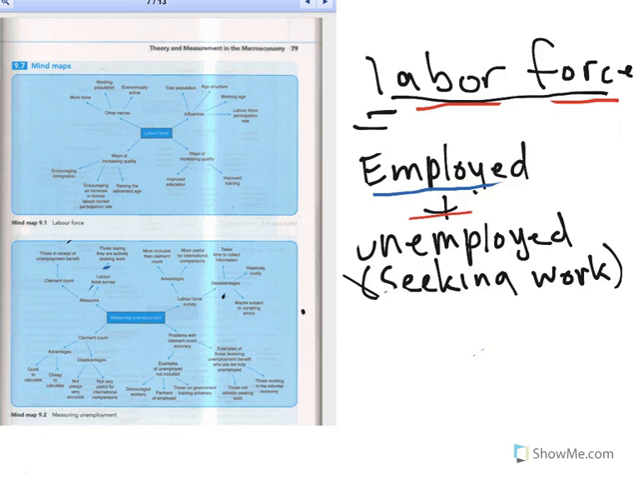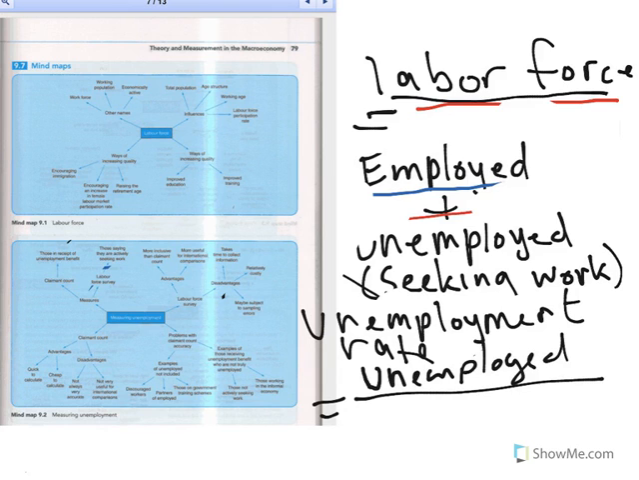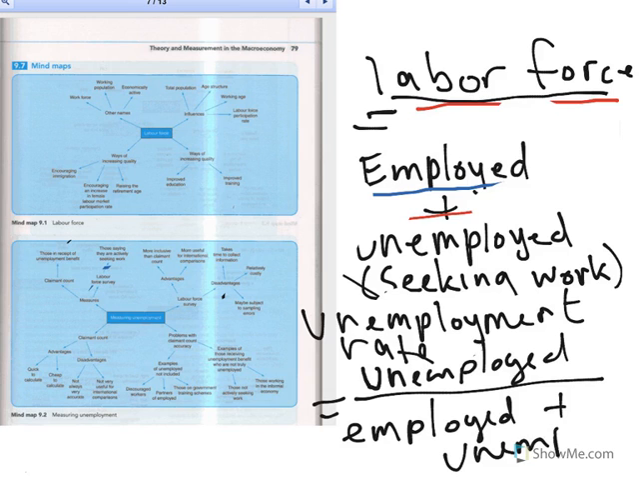So in the end, the unemployment rate is equal to the unemployed divided by the employed plus unemployed. That is how we define the unemployment rate.